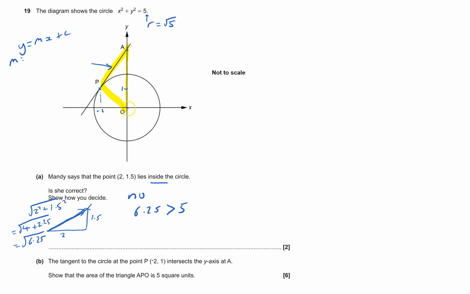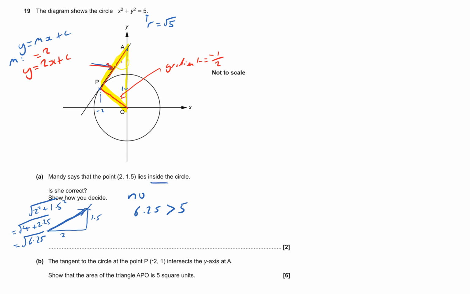And to do the gradient, we know that this line, I'll do it in red, that line there must be at right angles to this one. And so the gradient is the negative reciprocal. So what's the gradient of there? The gradient is how far up it goes, but it doesn't, it goes down. It goes down from 1 to 0, so it's -1 over how far across it's gone, 2. So the gradient is -1/2. Therefore the gradient of the line equals the negative reciprocal of this, that's 2. So we know it's going to be y equals 2x plus c.